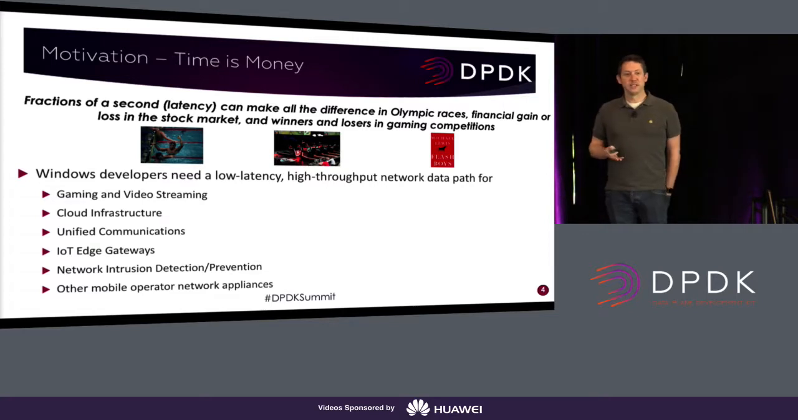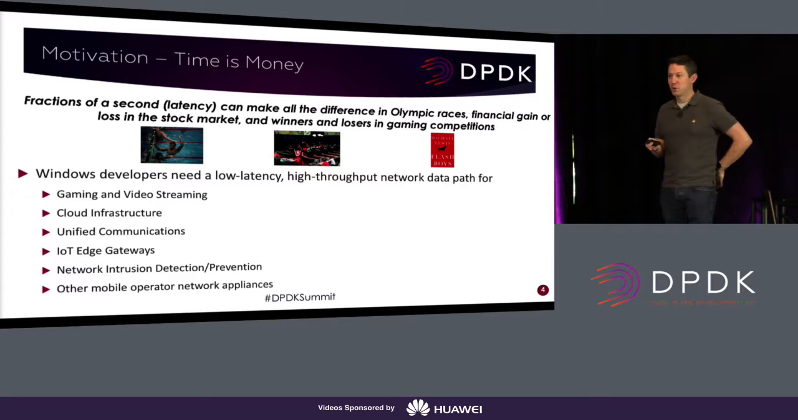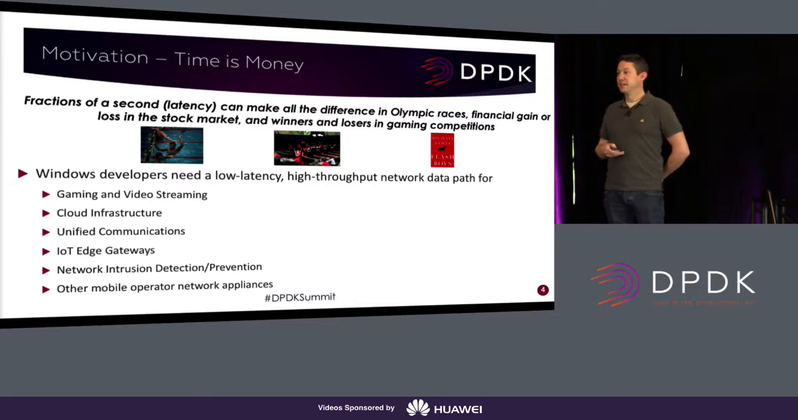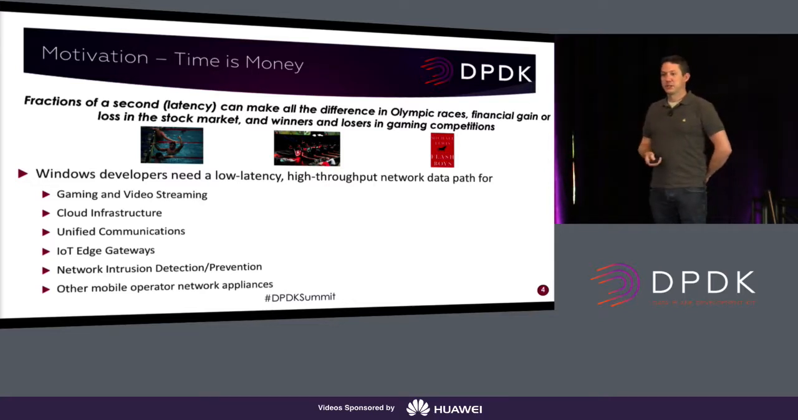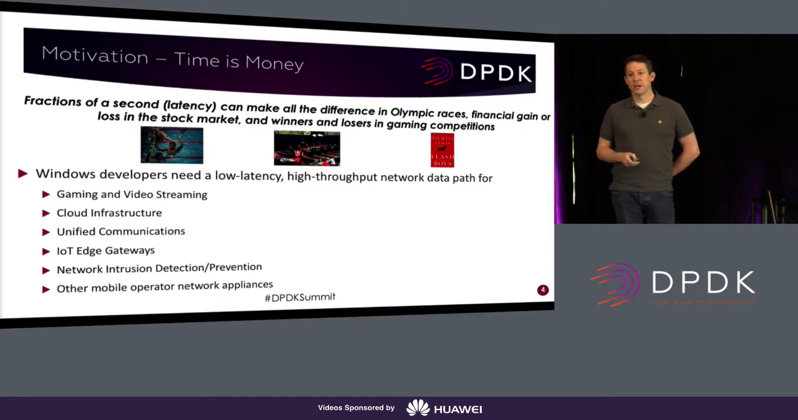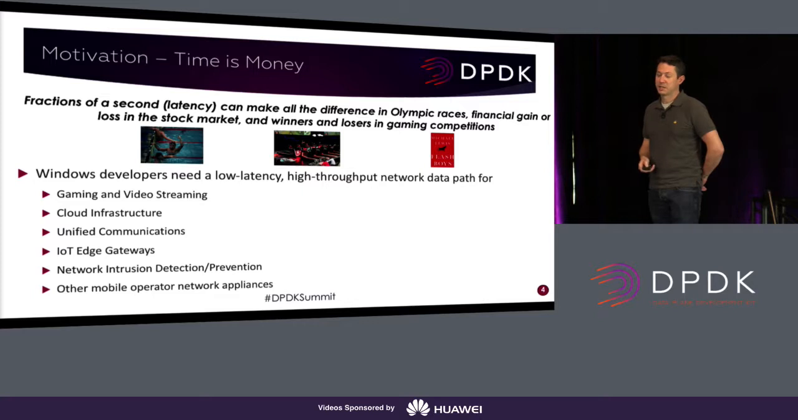So Windows really needs a high-performance data plane that can be used by user mode applications doing video, streaming, or gaming. We're also interested in looking at some cloud infrastructure where we can perhaps take advantage of DPDK and accelerate that data path as well. But the area is really rich, everything from IoT gateways to network intrusion detection systems and even perhaps some NFV type appliances. There's a lot of interest in actually having a high performance data plane on Windows.